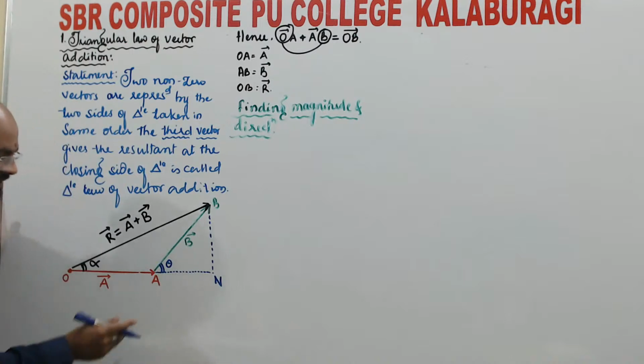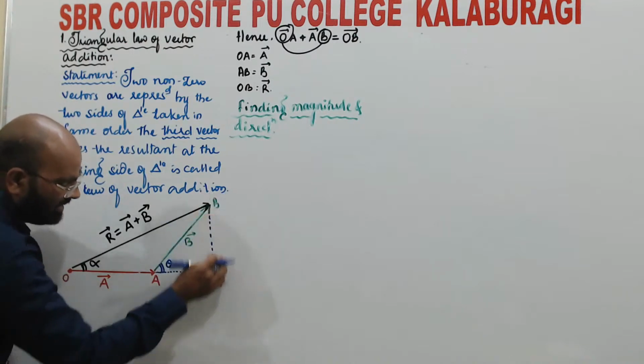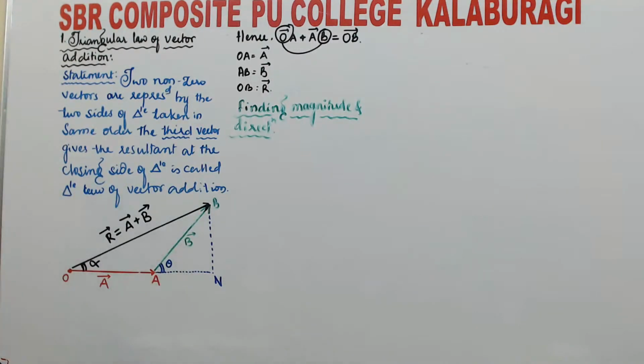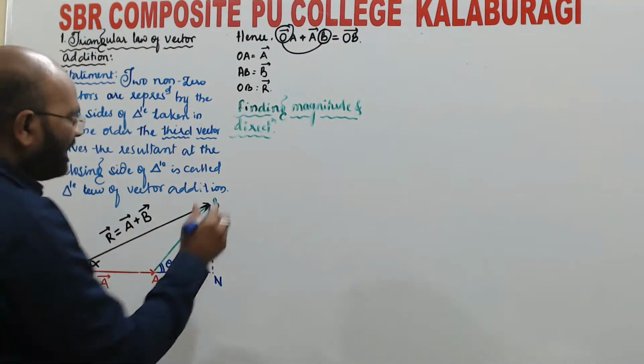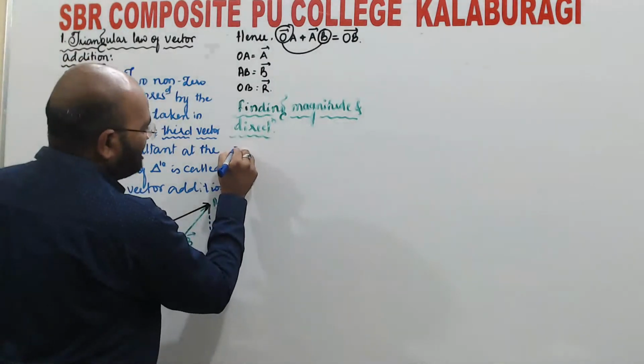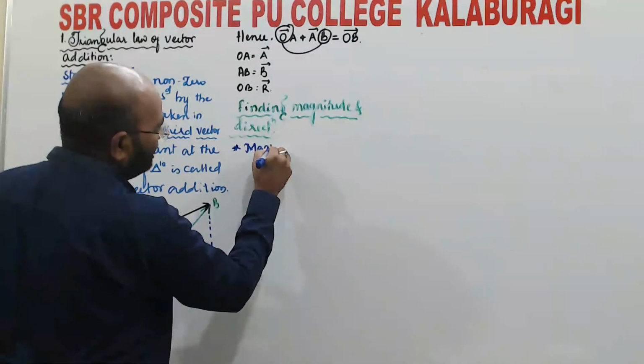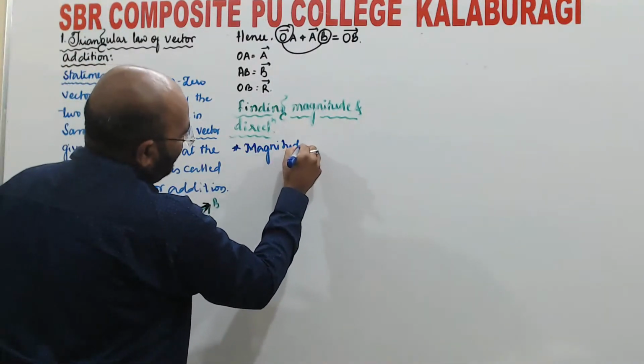Draw a perpendicular on the extended part, so drawing BN perpendicular to this line here. Therefore, now from the triangle, finding the magnitude. So first case, finding magnitude.